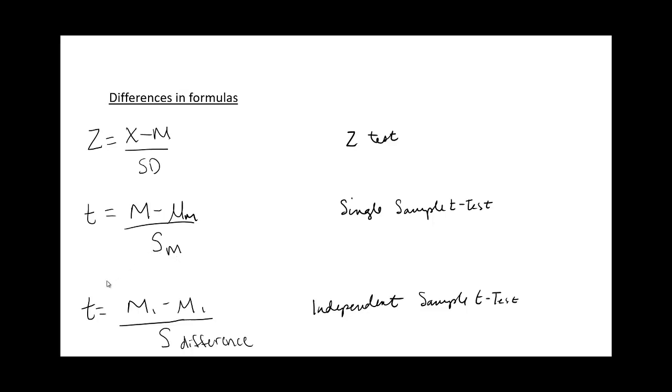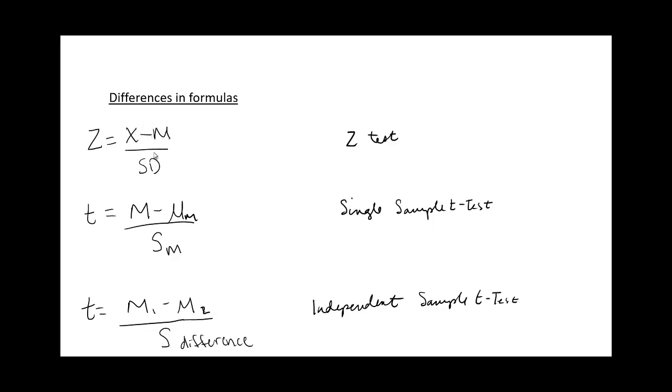Same thing. In an independent samples t-test, we want to know if the mean of group 1 minus the mean of group 2, divided by the standard deviation of the difference between the means, is significant. We're trying to find that out in the independent samples t-test. Is there a significant difference between the two groups? That's all we're trying to do, and it follows the same type of formula.